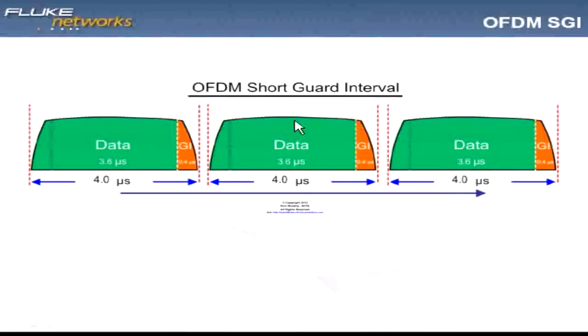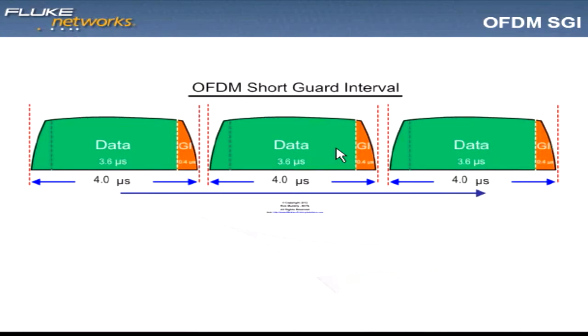So here's what happens when you enable short guard interval. Instead of having an 800 nanosecond guard interval, we can shorten it down to 400 nanoseconds, which means that we've got 3.6 microseconds now for user data. So we've gained 400 nanoseconds of more user data that we can fit in there. So more data is good. That's the bottom line. So this is the HT short guard interval.